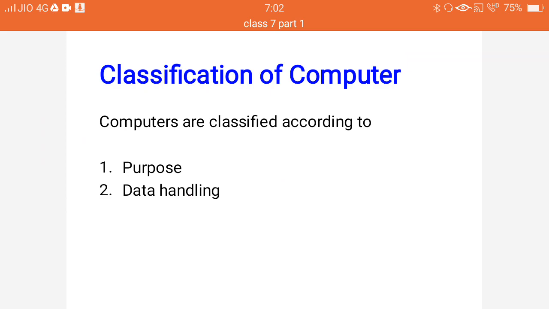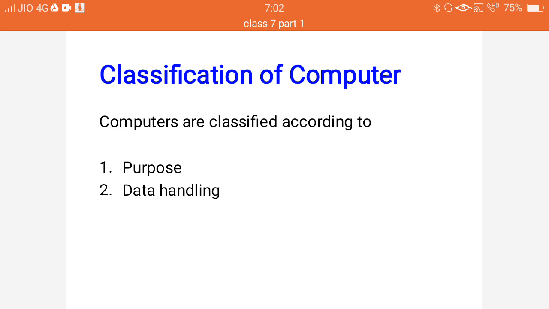Generally we can classify computers into two main types. That is, based on the purpose I can classify the computers, and based on the data handling I can classify the computers. So what do I mean by purpose? Purpose means why the computer is being used, the uses of the computer. So based on where I use it, for what I use it, I can classify those computers.